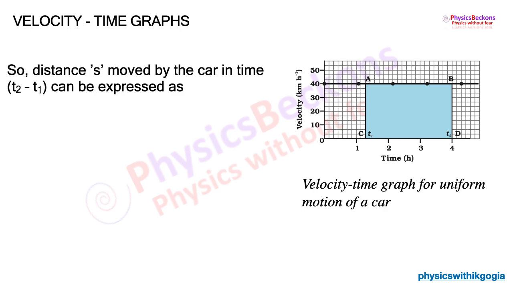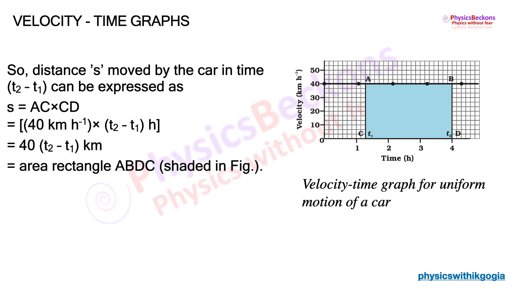The distance, as you can see, S is equal to AC multiplied by CD, 40 km per hour, into the time t2 minus t1 in hours. So the product here, or the area under the graph, will give us the distance covered.